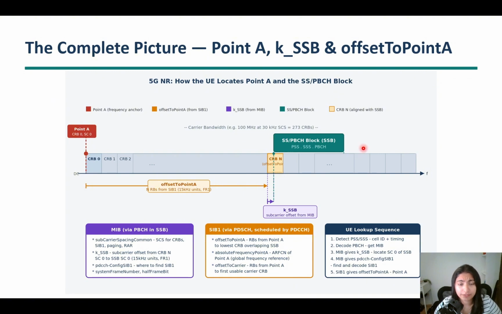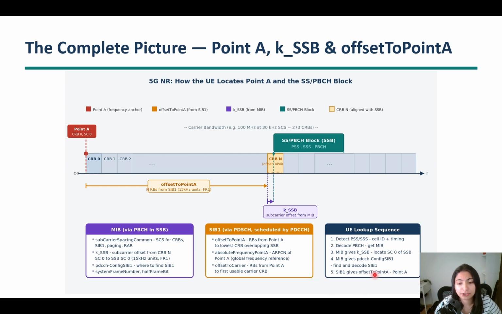When a user equipment wakes up, say from aeroplane mode, what does it actually do? It does an initial cell search. In the initial cell search, it first detects the SSPBCH block, from which it can identify the cell ID and timing. It decodes the PBCH block to get the MIB, or master information block. From the MIB, it gets KSSB. I'll explain what KSSB is in detail. Then the MIB also gives the PDCCH config for SIB1. Thus, the UE is able to find and decode SIB1.